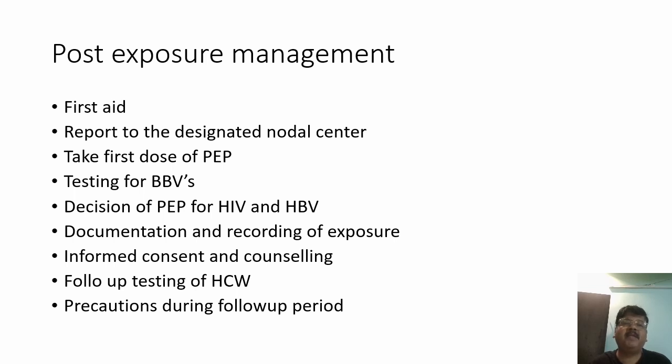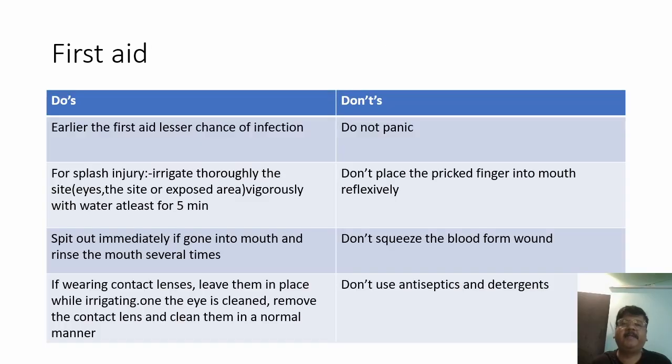Then post-exposure management. These are the various points we are going to see one by one in the further slides. First aid should be given, compulsorily. Report to the designated nodal center. Take the first dose of post-exposure prophylaxis, testing for blood-borne viruses. Then the decision for post-exposure prophylaxis for HIV and hepatitis B. Documentation and recording of exposure. Informed consent and counseling. Follow-up testing of healthcare workers and precautions during the follow-up period. So these are the points, and further there will be a point-wise explanation of post-exposure management.